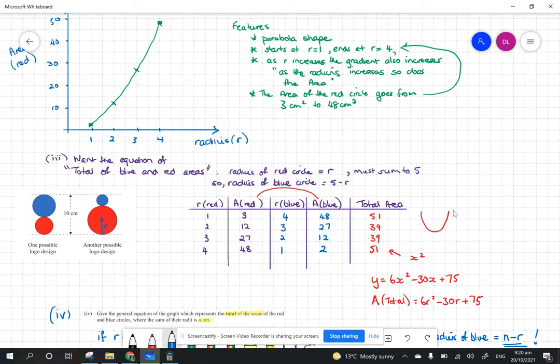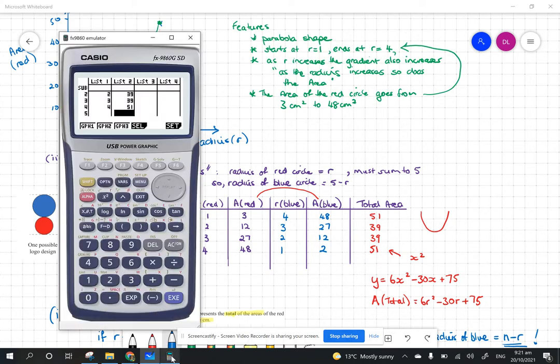We decided it would be a parabola because of the numbers that we've got, because they come down and they go back up and it's symmetrical, so it must be an x squared curve. So we're going to show you how to do that on the graphics calculator. We're going to enter the R values on the left and the total area on the right, and that looks like this.